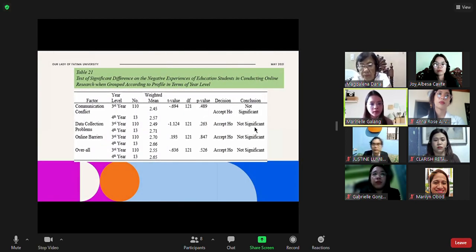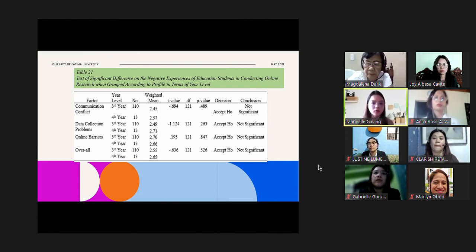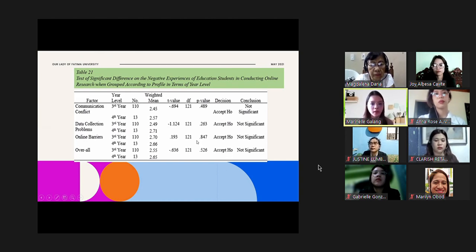Table 21. The test of significant difference on negative experiences in terms of their year level. The highest p-value is 0.847 and the lowest is 0.263, which is the data collection problem. And therefore, the overall results are accepted and there is no significant difference on the negative experiences in terms of the year level.